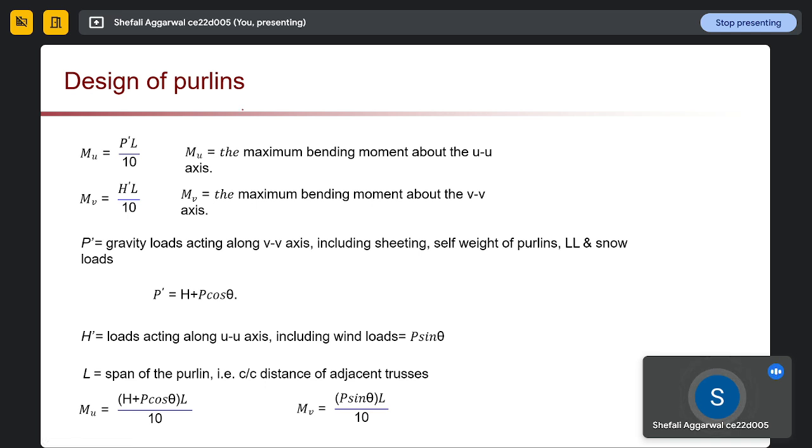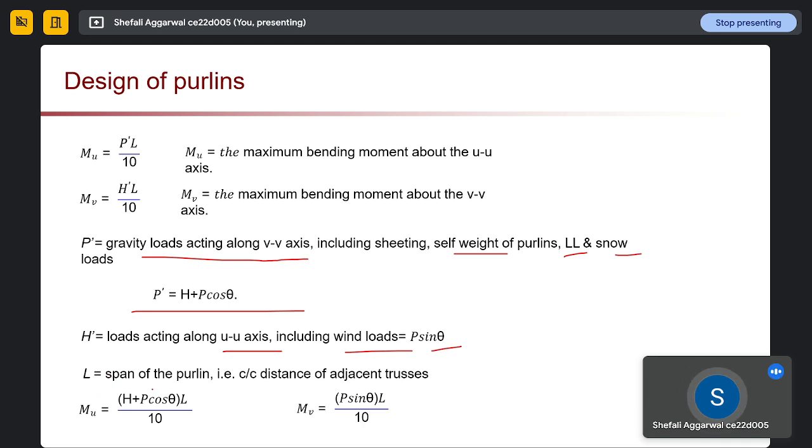So how are we designing purlins? We have different formulas for the design of purlins. Firstly, we will calculate the bending moment. In the case of purlins, we calculate the bending moment in two directions: one about the UU axis and one about the VV axis, that is, the horizontal and vertical axes. These are the formulas for the same, where P dash is the gravity load acting along the VV axis, and it includes self weight, live load, and snow load. HH is the horizontal load acting along the UU axis, and it includes only the wind load. It is given by P sine theta.